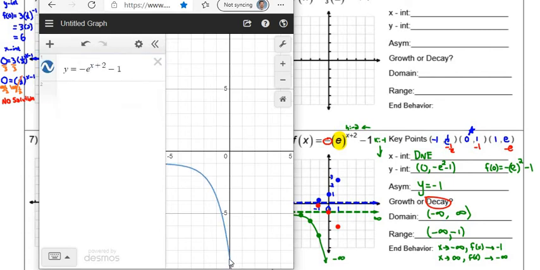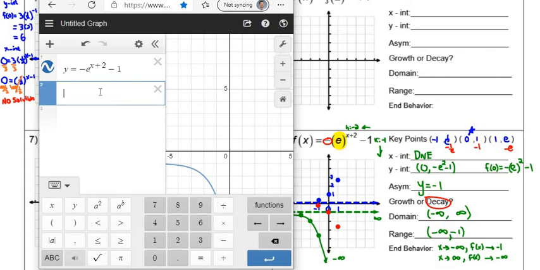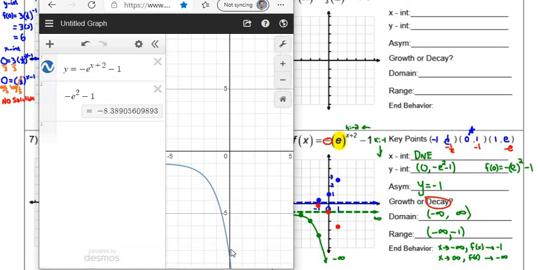And then, well, what's the intercept? The intercept's right here. It's some crazy number, -8.389. If I type that crazy e thing in, watch, -e to the 3rd power, and then -1, it's saying, look, hold on, e to the 2nd power. There we go. Typo. So -e squared minus 1 is -8.389, which is exactly what I get when I click right here and it tells me.